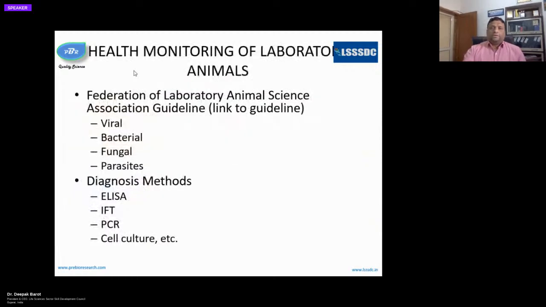Okay. Health monitoring, as I already mentioned, while they're in acclimatization or even in your in-house facility, wherever possible, try to do health monitoring for viral, bacterial, fungal or any parasite infestation. There are diagnostic techniques available. You have ELISA, PCR, IFT, and cell cultures that can be done to check this.